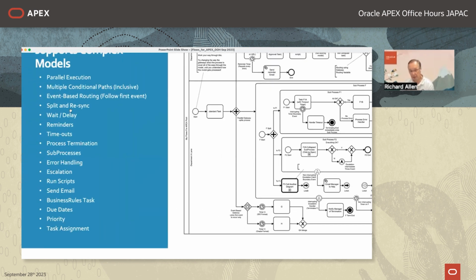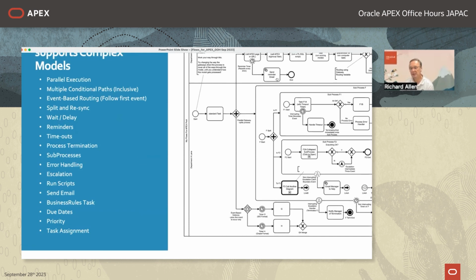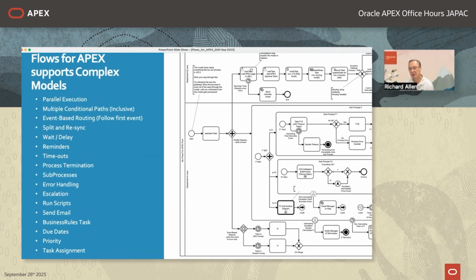We can split into parallel paths and then resynchronize. So we wait for all the parallel paths to finish before we proceed. We can add timer-based waits and delays. We can simply add a reminder to a task. So this task here was a user task. And we've put a timer on here, which when it fires, will then send a reminder email to the user if this task hasn't completed.